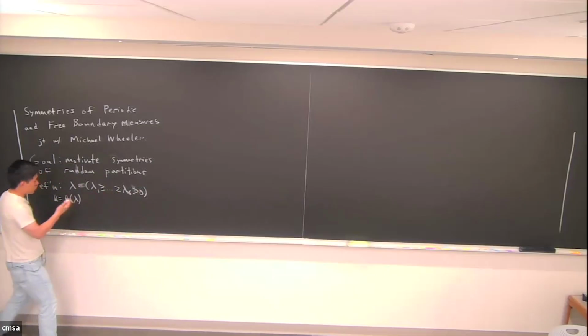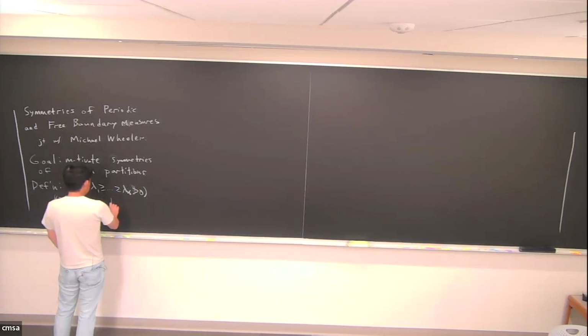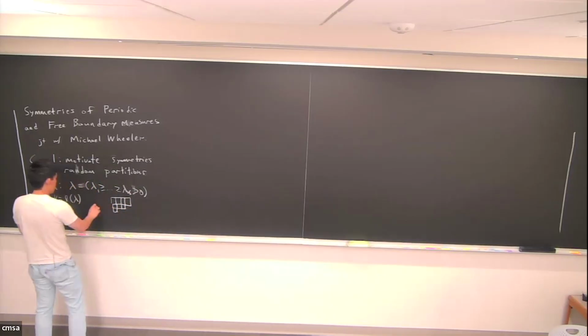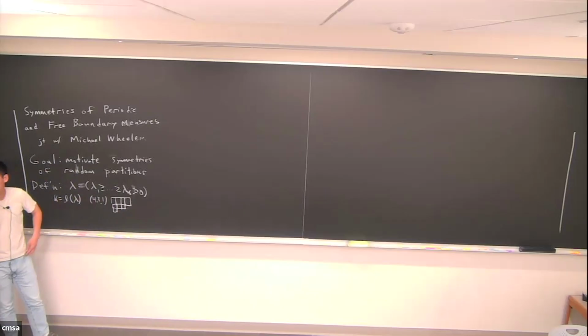And often we like to draw them using Young diagrams. To give an example, this would be the partition 4, 3, 1. There are 4 boxes in the first row, 3 boxes in the second, and 1 in the third. And the length of this partition is 3.